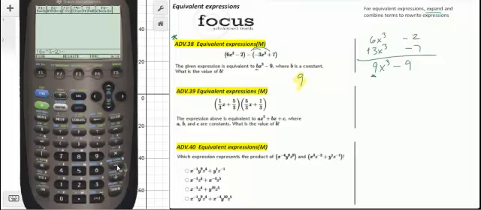A couple other things regarding the TI-89. There is a difference between this subtraction key right here and this change of sign key right here. They're not interchangeable. Okay? If you start with a negative number, you need to use the change of sign key. If you're subtracting as a mathematical operation, you need to use this subtraction key. So here I'm subtracting, and then I put the negative number in, so I have to use the change of sign key in front of that 3.